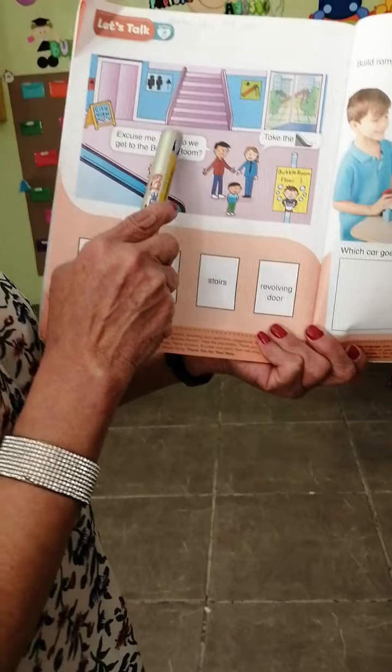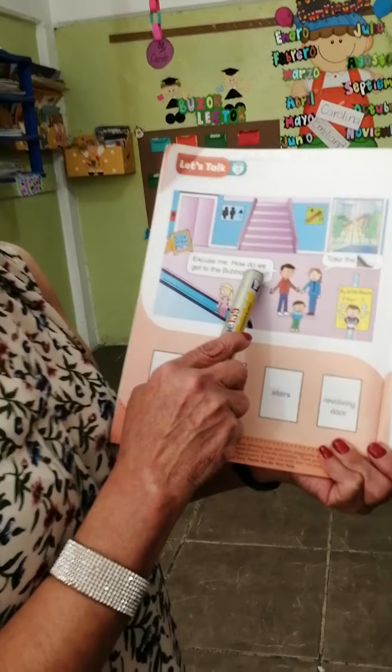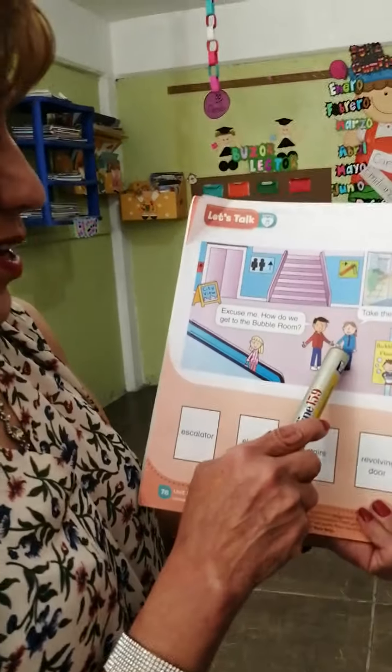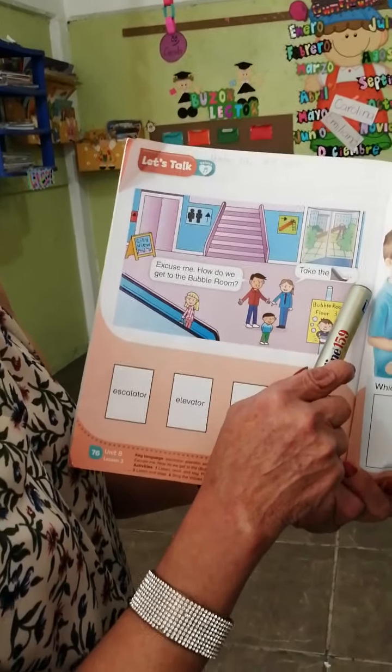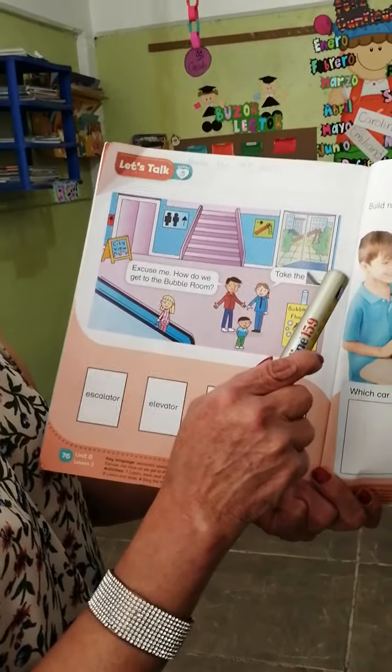Excuse me, how do we get to the bubble room? Disculpe, ¿cómo llego al cuarto de burbujas? Take the escalator. Tome la escalera.